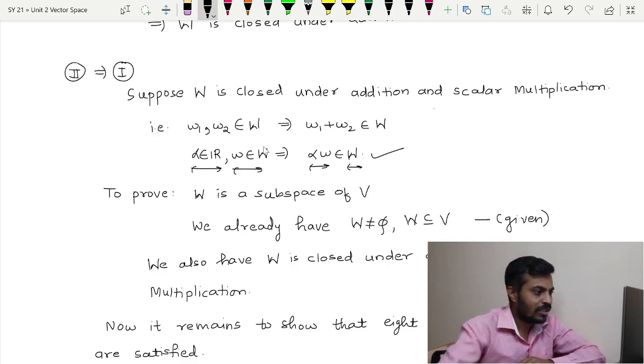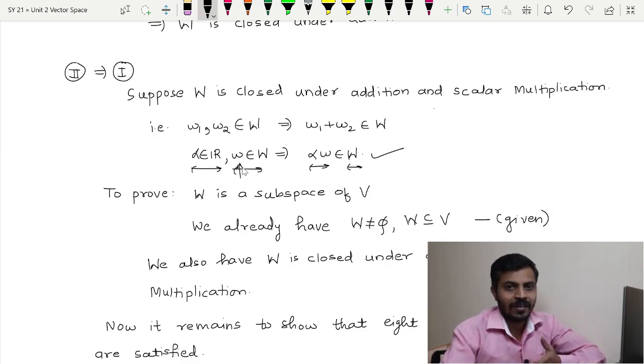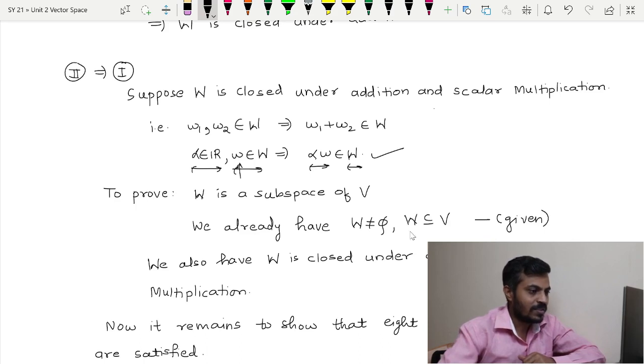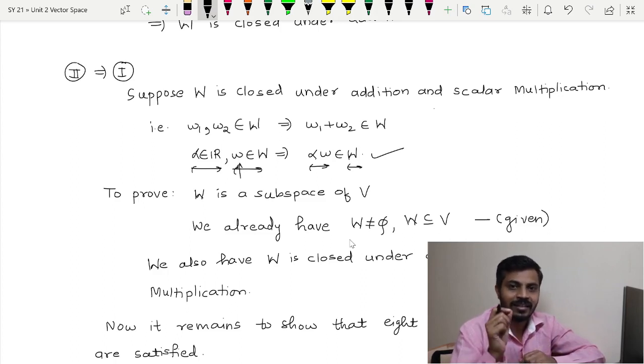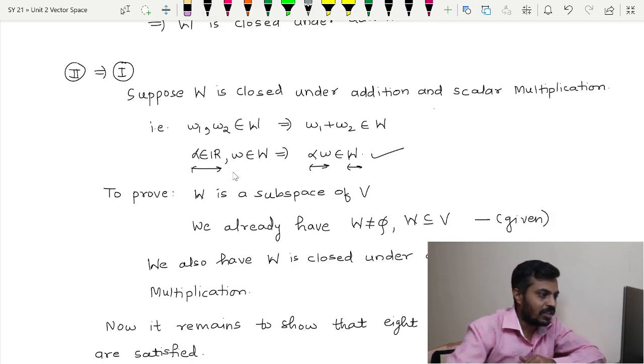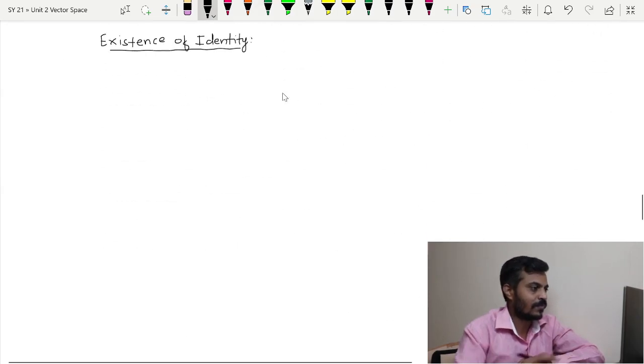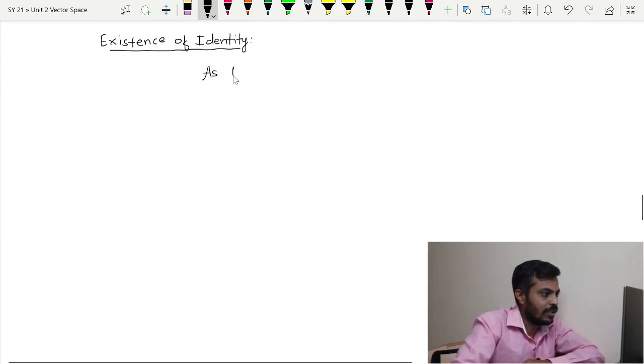But in order to show it, we will need an element of w as well. And do we have the guarantee that w contains at least one element? The guarantee is there, because it is already given to us that w is non-empty. Now, since w is non-empty, it is going to contain at least one element, and we will take the help of that element to prove this, because according to the condition we need an element of w as well. Just remember this.